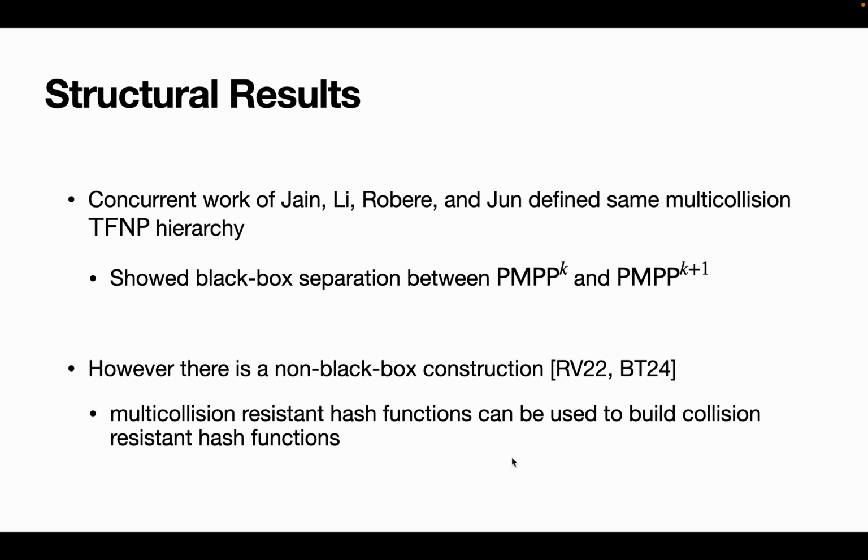This work has shown that there's no black box reduction. However, interestingly, there's a non-black box construction that one can construct collision-resistant hash functions from multi-collision-resistant hash functions. So we're left in this strange area where we know that there's no black box reduction, but we're still able to give a non-black box reduction. And we say some things about this in our work as well.